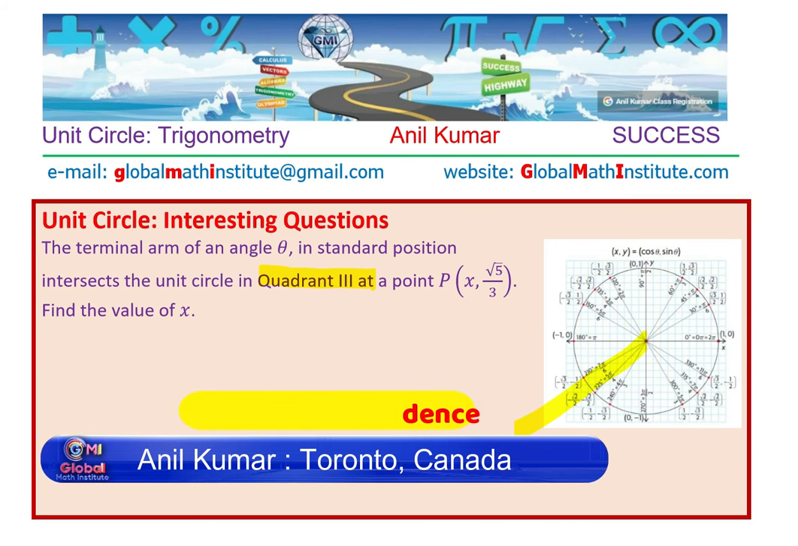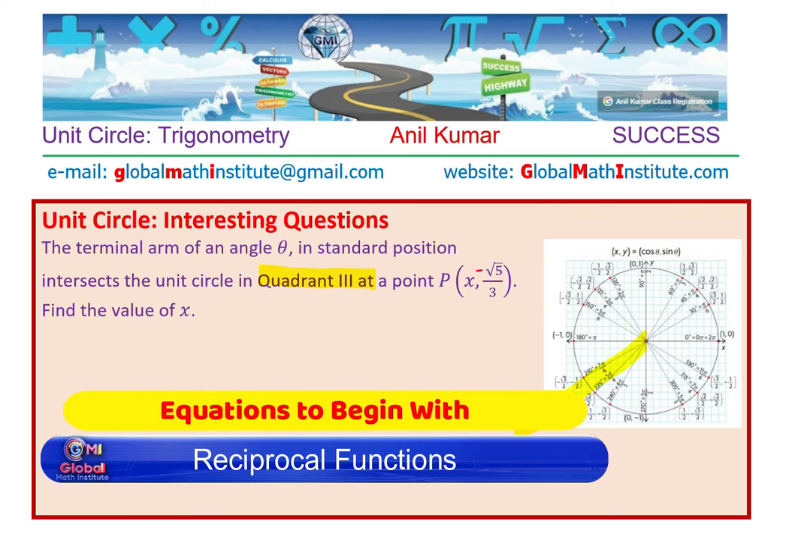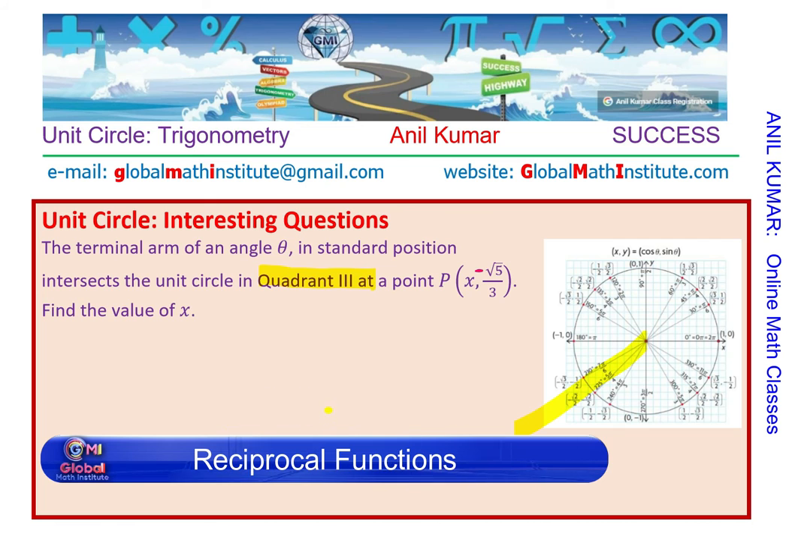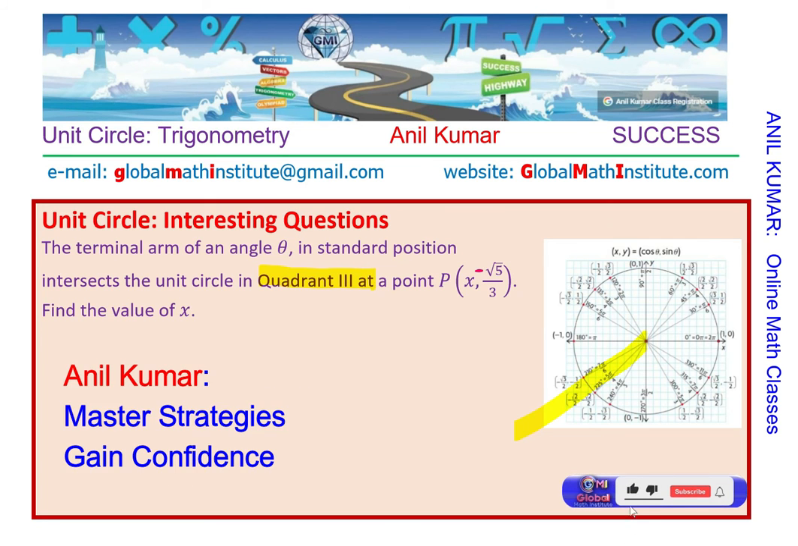So which should be negative, right? So we'll make it negative. So in quadrant 3, the y value has to be negative square root 5 over 3. We need to find the value of x in this particular case. So take this as your practice question, right?